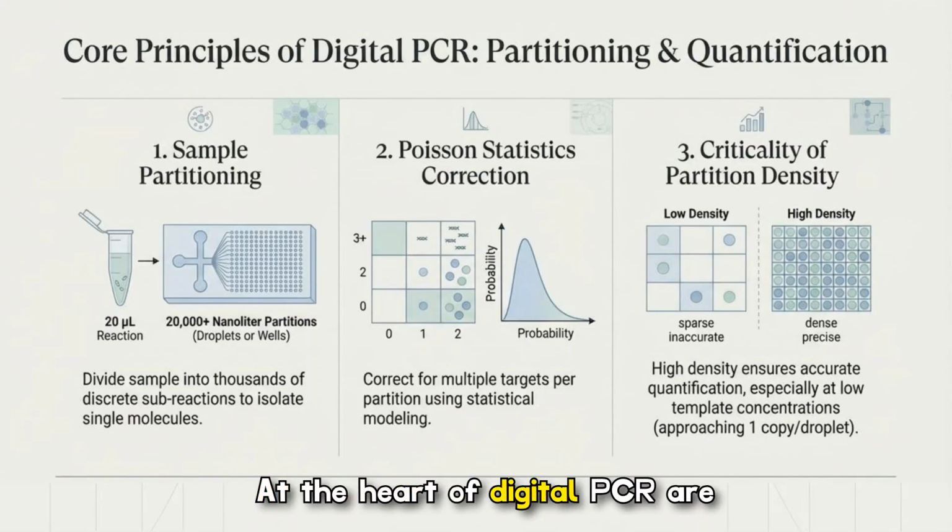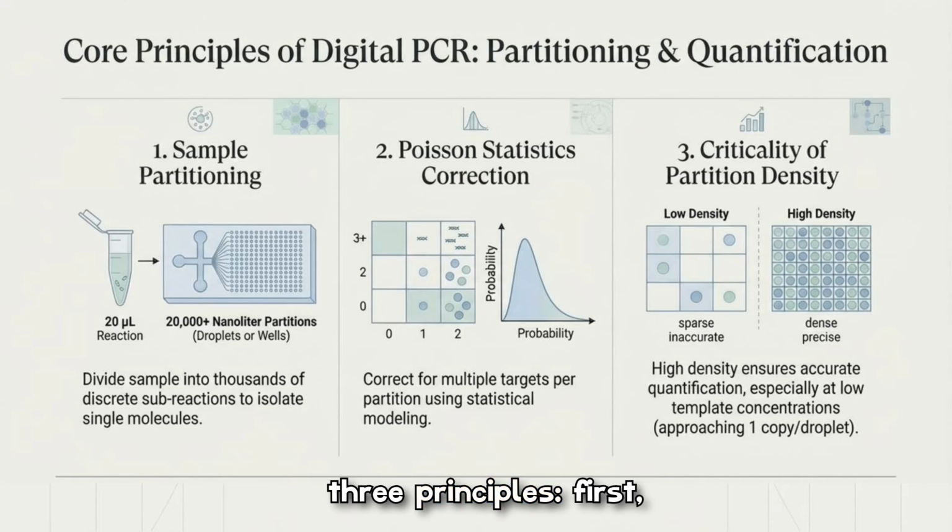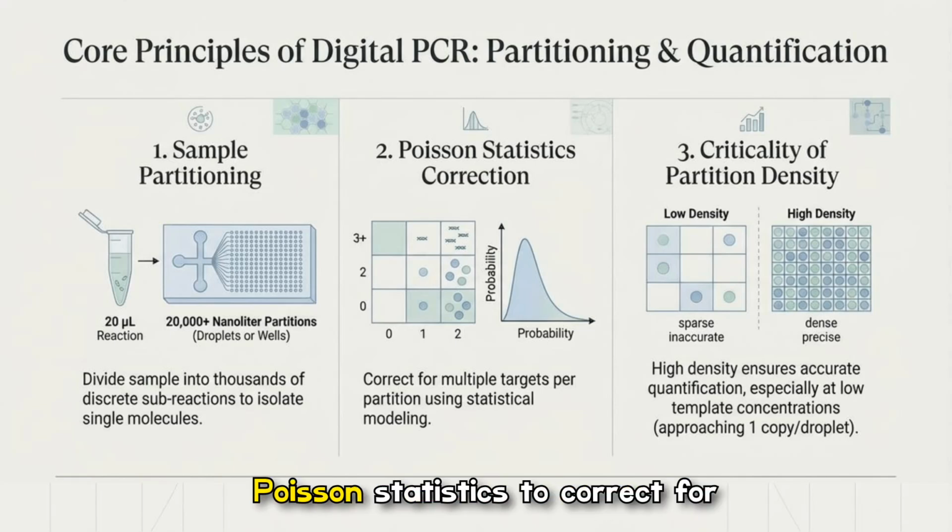At the heart of digital PCR are three principles. First, partitioning the sample into thousands of tiny reaction chambers to isolate single molecules. Second, applying Poisson statistics to correct for multiple targets per partition. And third, ensuring sufficient partition density so low abundance templates are reliably detected and quantified with minimal sampling error.